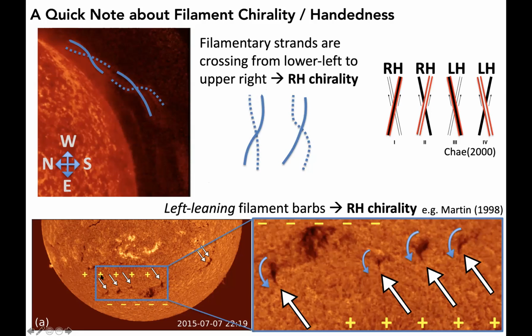And then if you stand on the positive polarity flux and look at the neutral line, the barbs are left-leaning, which implies that the whole structure has a right-handed chirality. And so because this is in the southern hemisphere, to get a right-handed chirality on such a large polarity inversion line makes sense.